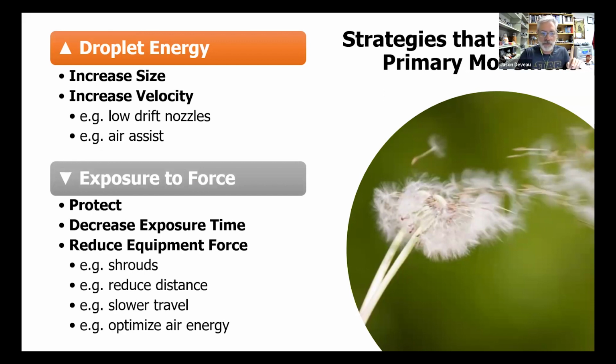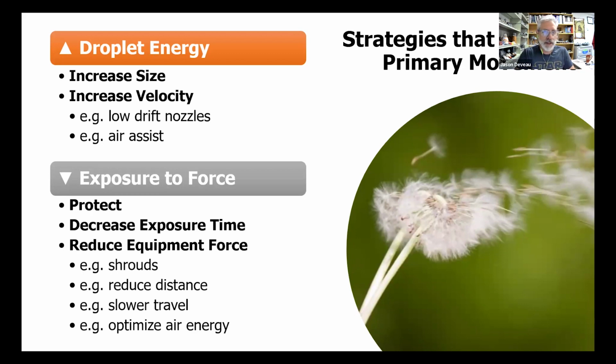Let me explain. Shrouds. Shrouds will protect a droplet from wind. Shrouds are also a bit of a pain in the butt, but we'll talk about that too. You can reduce the distance to target. Well, maybe I get my nozzle closer to where I need the droplet to go, lowering your boom.